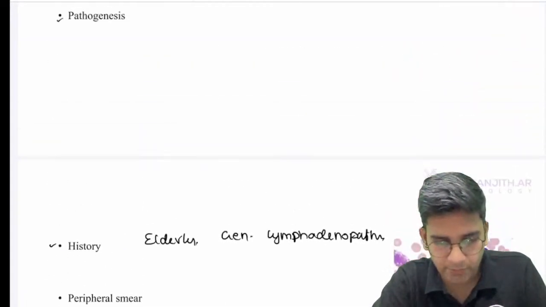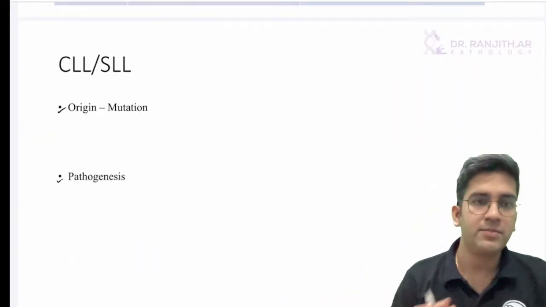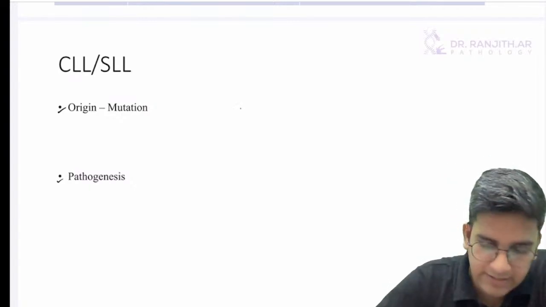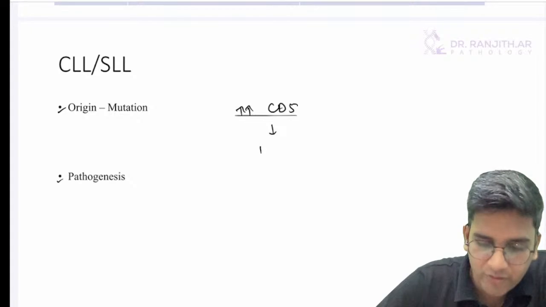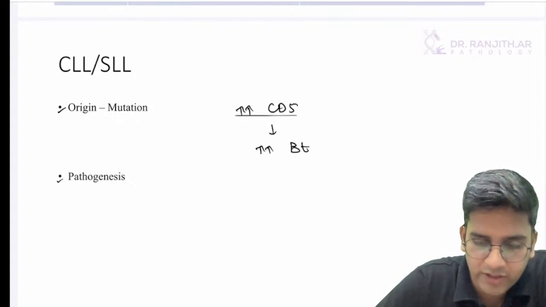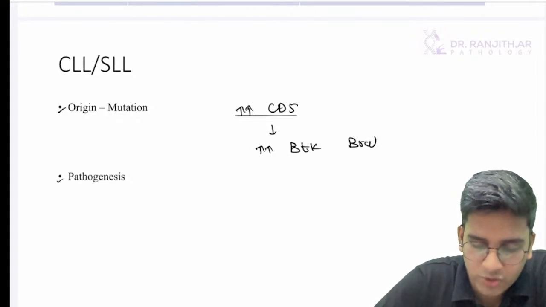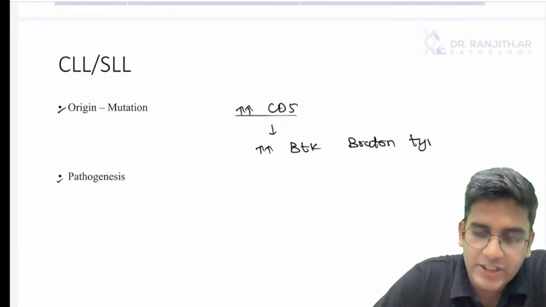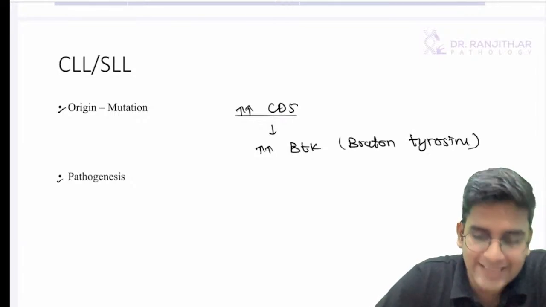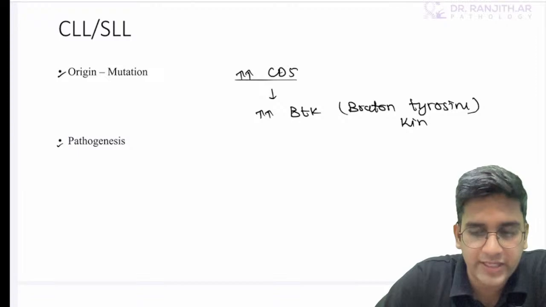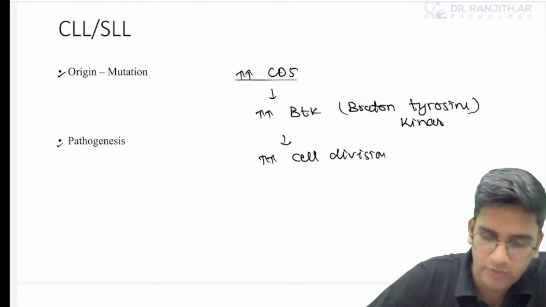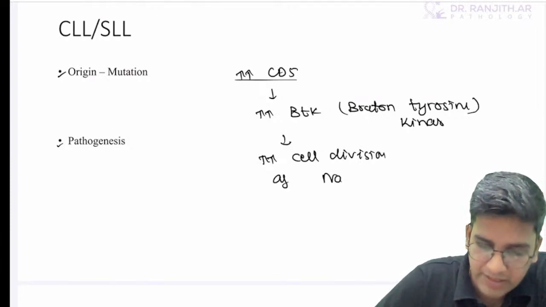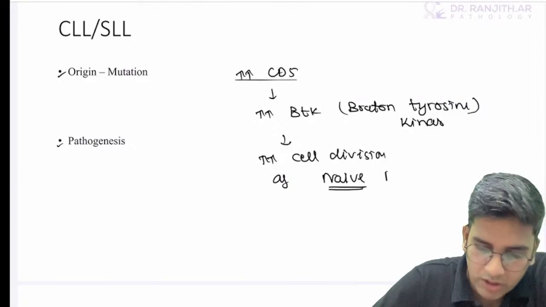Okay, let's come to your CLL. The mutation or the primary problem in CLL is an overexpression of CD5. That's a problem here. CD5 overexpression increases a thing called BTK, which is Bruton's tyrosine kinase. When there's overexpression of Bruton's tyrosine kinase, it's a tyrosine kinase, right? So every tyrosine kinase undoubtedly will result in more cell division of a naive B cell. This word is very important.